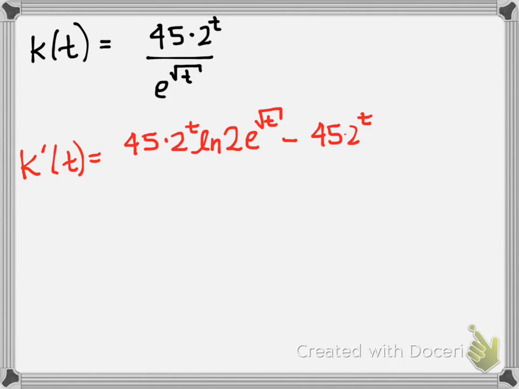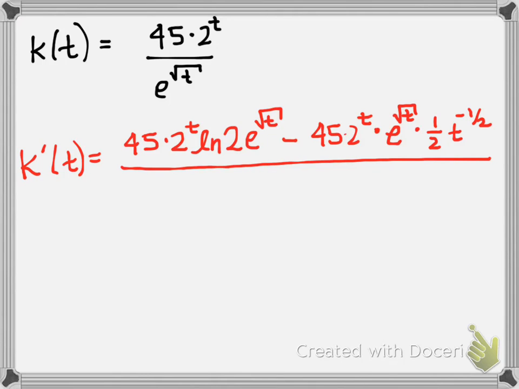So now we need the derivative of e to the square root of t. E to the square root of t is a composite function. You need a chain rule to figure out what the derivative is, so you need to do that off to the side. You should come up with e to the square root of t times 1/2 t to the negative 1/2. Okay, and now we divide all of this by the denominator, e to the square root of t, squared. And there is our derivative.